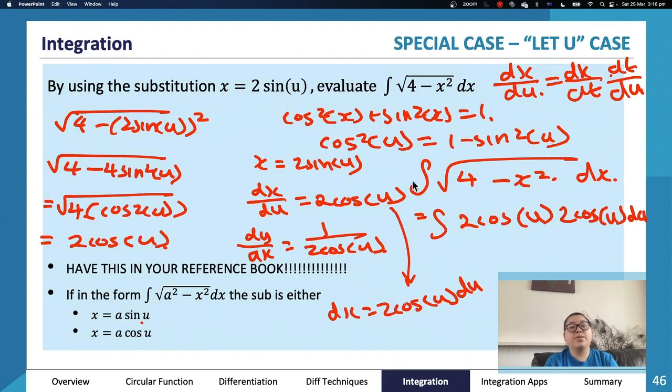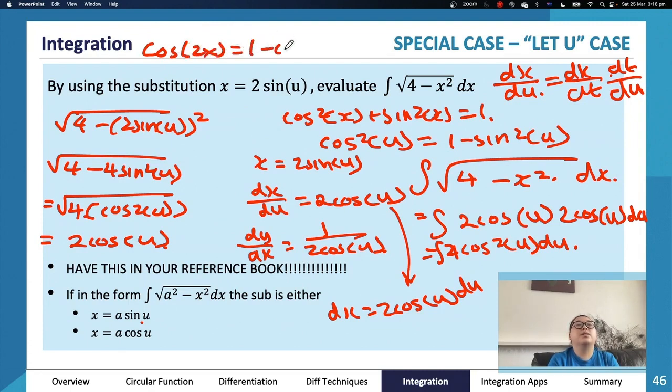So then from there onwards, we can make it a bit simpler. It'll be equivalent to 4 cos squared u du. And then we can utilize the rules that we know. So we know that cos 2x is equivalent to 1 minus cos squared x, right? So we can utilize this rule over here. So we can say that cos squared u will just equal 1/2 of 1 minus cos 2x, right?